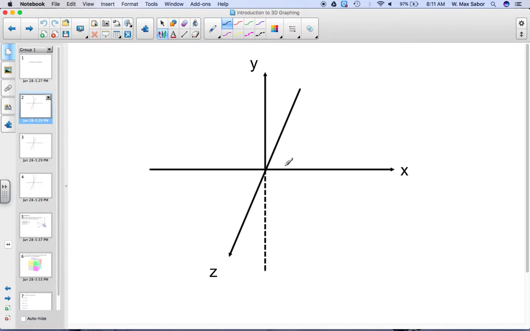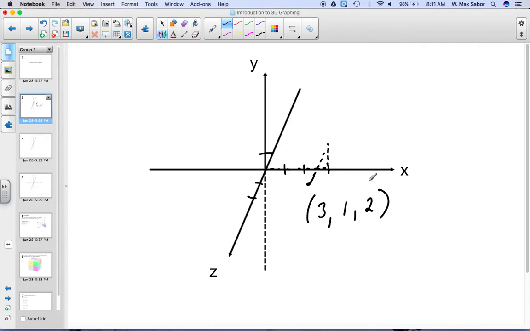We can plot points in this by doing something like this, going 3 right, 1 up, and then 2 out. This represents the point 3, 1, 2.